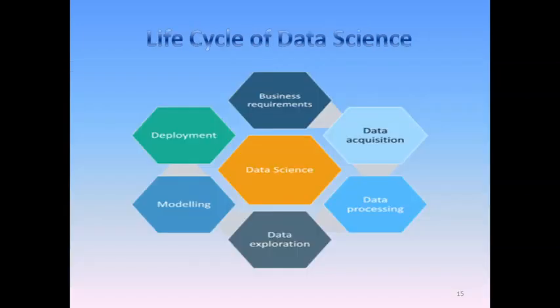A data science life cycle contains 6 phases. So we will discuss the data science life cycle, how a data science project works. The first one is business requirement, then data acquisition, data processing, data exploration, modeling and deployment.